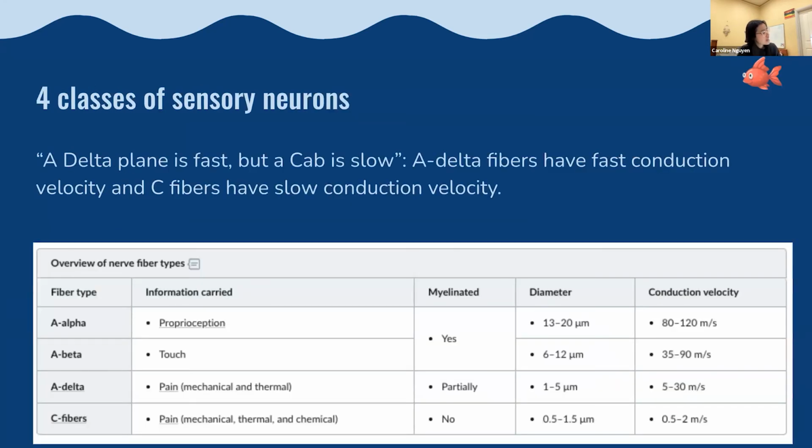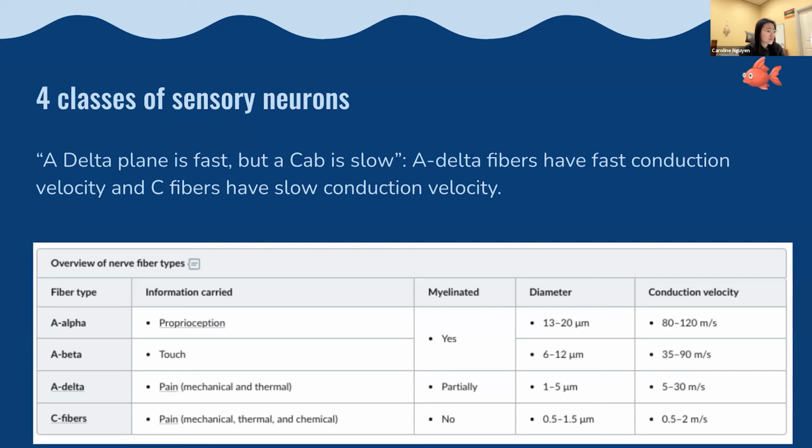There are also 4 classes of sensory neurons: A alpha, A beta, A delta, and C fibers. If you have a look on the right, in the conduction velocity column, you can see that it is slower as you go down. Some of them are myelinated, which means it's faster. Some of them aren't, which makes sense why the unmyelinated ones are slower. Some of them are wider and they carry different information.